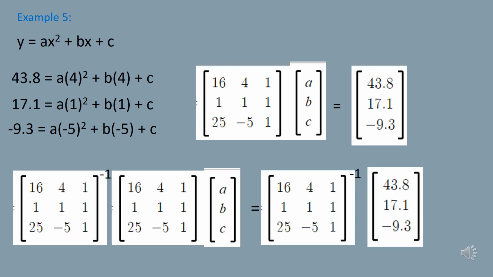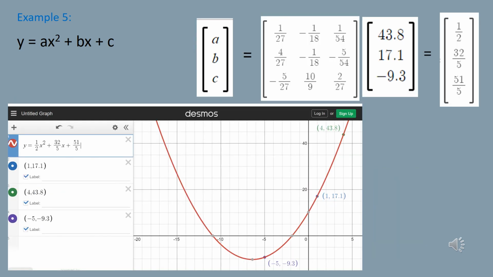For this system, we will use the inverse matrix method, and so if we multiply the left side of our matrix equation and the right side of our matrix equation by the inverse of the original coefficient matrix, we will end up with ABC equaling a column vector, and the column vector will contain the coefficients of our quadratic equation. Using that method, we end up with the coefficients of our quadratic equation. Notice when I graph on Desmos, the coefficient 1/2 times x squared plus the coefficient 32/5 times x plus the constant 51/5, I get a parabola that goes right through my 3 points.